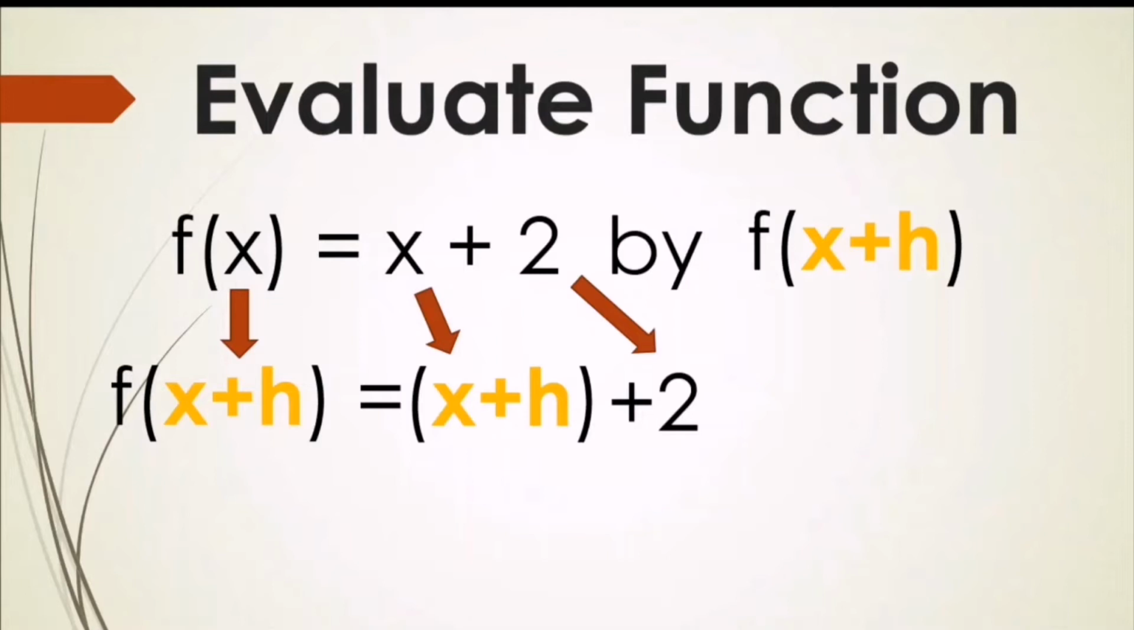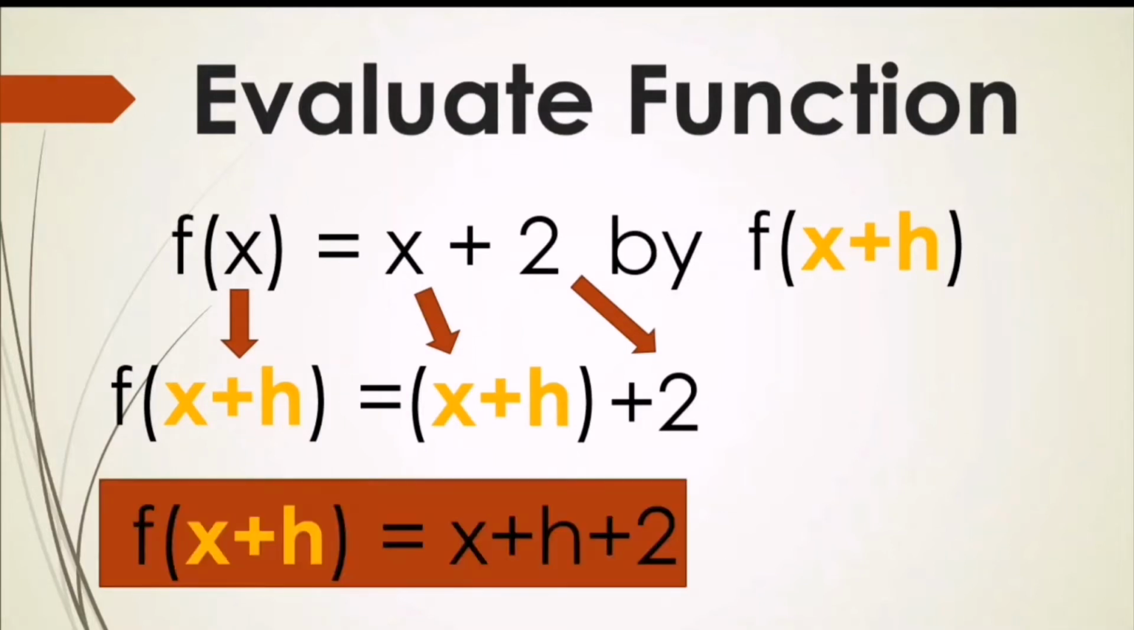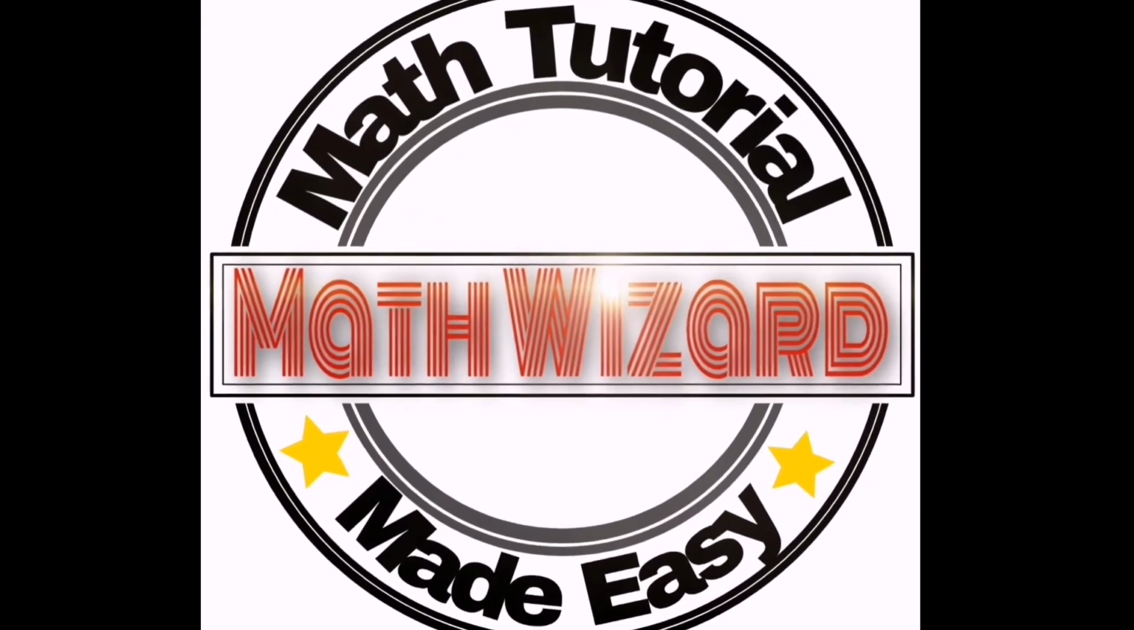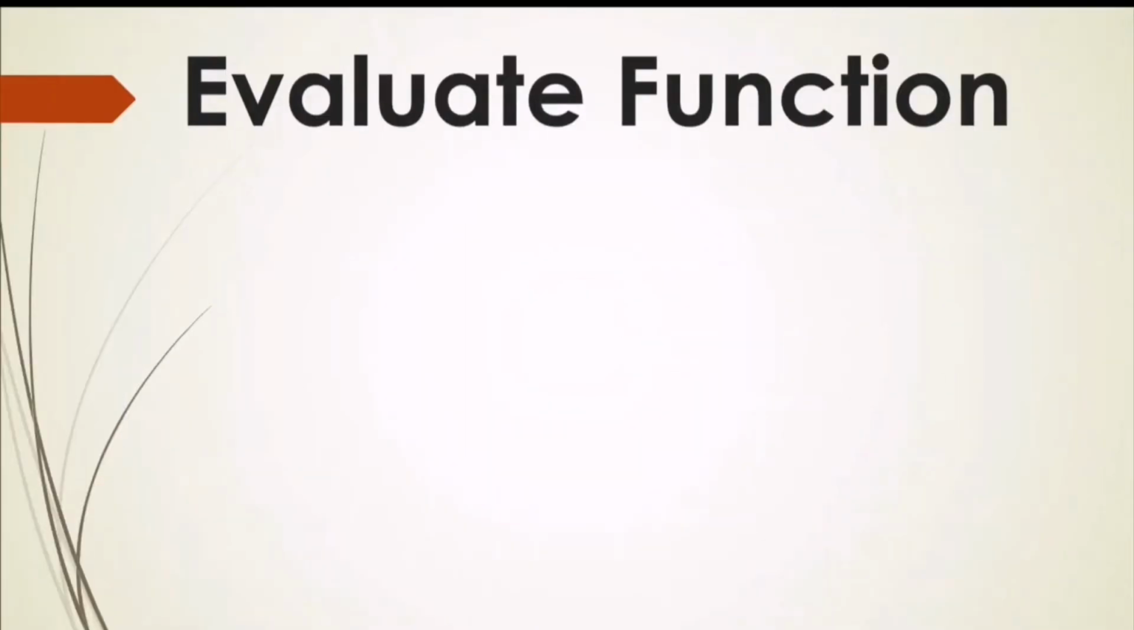And then after you substitute, what we will do is to combine like terms. But in this case, it is already simplified because there is no like terms. Therefore, the answer is f of x plus h is equals to x plus h plus 2. Let us now proceed with our next example.